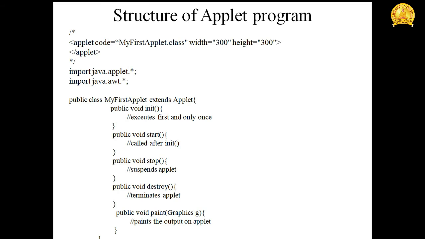Now in an applet, we have 5 functions. We are going to define the 5 functions. Public void init, which is executed first, followed by public void start, public void stop, which suspends the applet, public void destroy, which terminates the applet, and public void paint. Public void paint accepts a parameter which is nothing but the object of the Graphics class. It is used for painting the output on the applet.